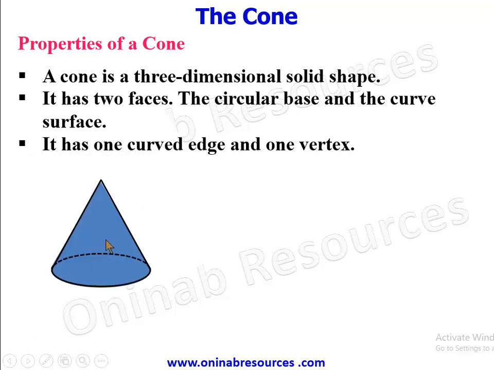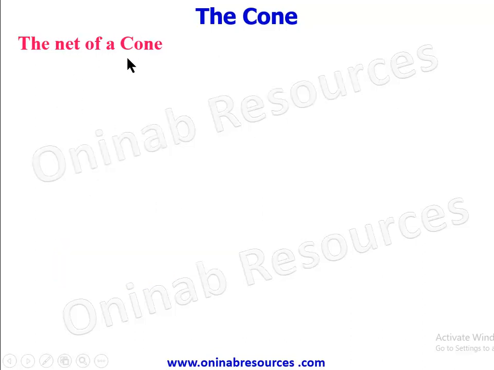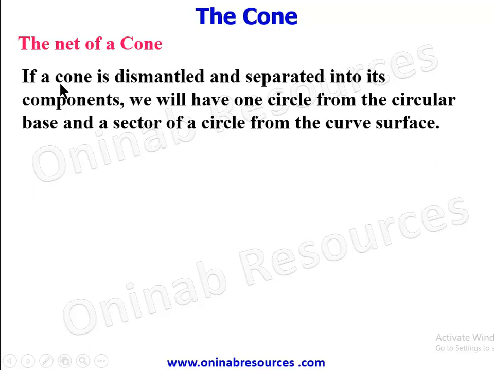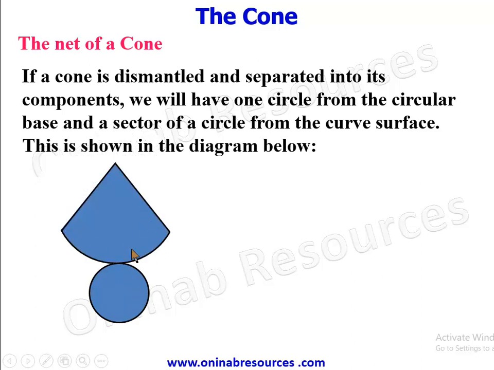So this is demonstrated here now. This is the circular base, the curved surface, and this is the vertex. So this is the curved edge. The net of a cone: if a cone is dismantled and separated into its components, we will have one circle from the circular base and a sector of a circle from the curved surface. So this is shown in the diagram below. This is the circular base and this is the curved surface. So this is the net of a cone.